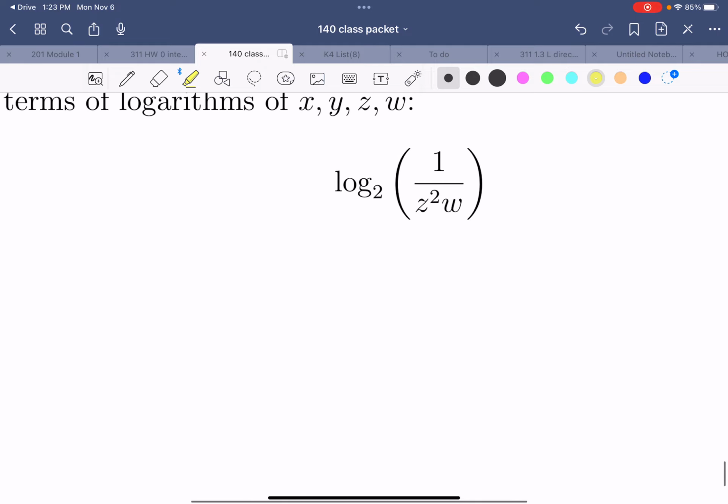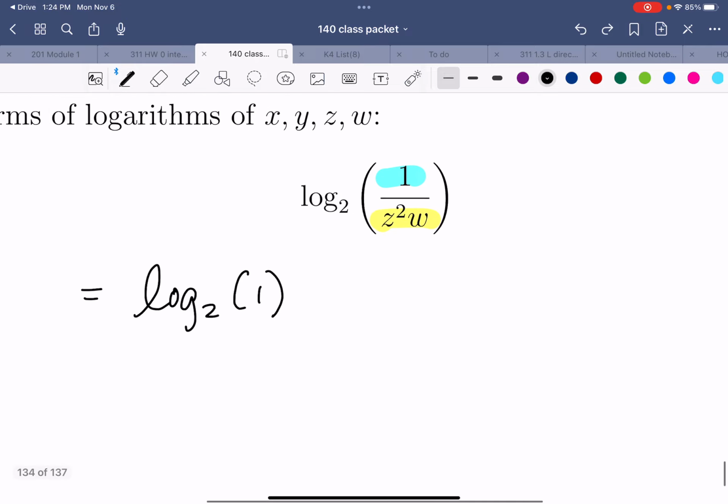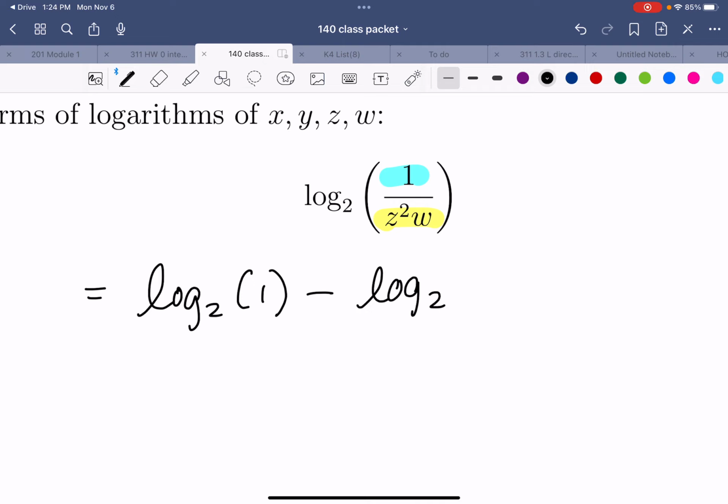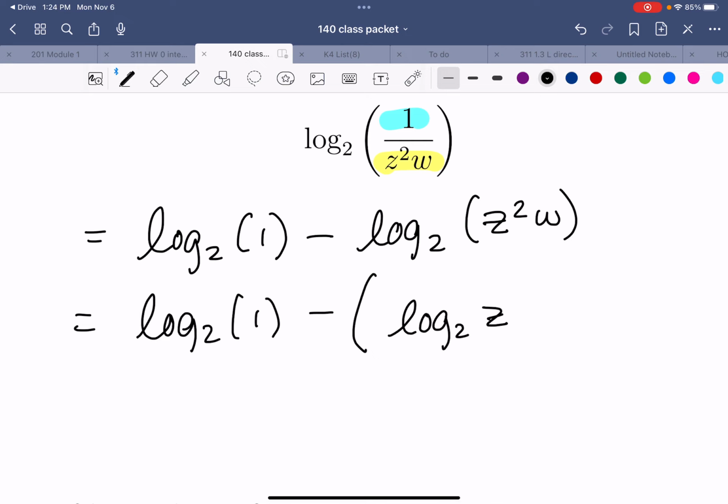So if we were to expand this one, I see a fraction here, so I have a top and a bottom. So I want the log of the top, so this is equal to log base 2 of 1. And then I'm going to subtract the bottom. So minus log base 2 of z squared w. Okay, now the z squared w is now a product. So we want to split that one using addition. So this is going to be log base 2 of 1 minus parentheses, because two things are coming. Log base 2 of z squared plus log of w.